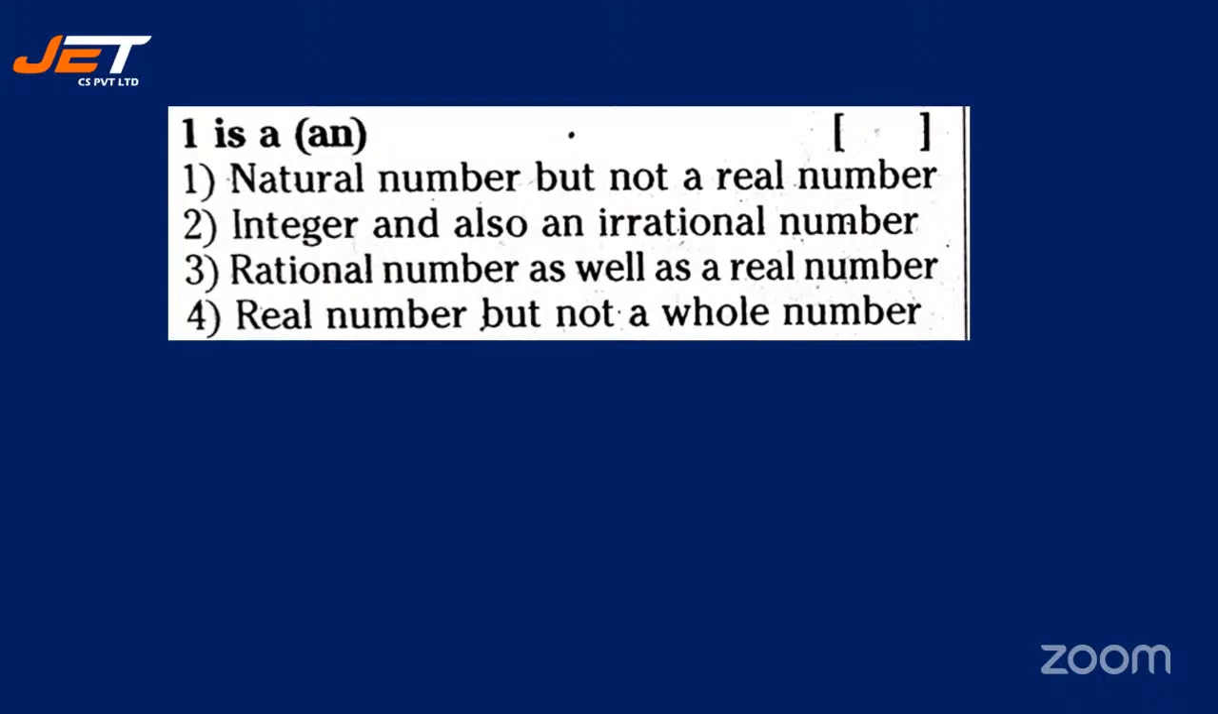One is a natural number but not a real number, an integer and also an irrational number, a rational number as well as a real number, or a real number but not a whole number. Let's see. Ravi Teja says option 3. Yes, it is option 3. Correct. Of course, Rishika also says option 3. One is a rational number as well as a real number. All right. Good. To those who have given the correct answers, let's move on to the next question.